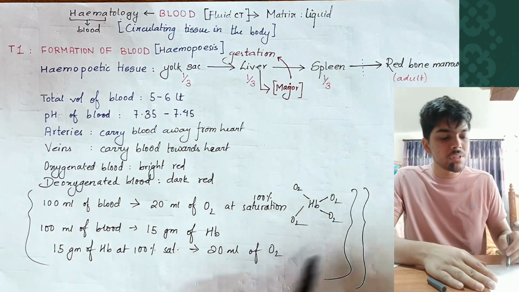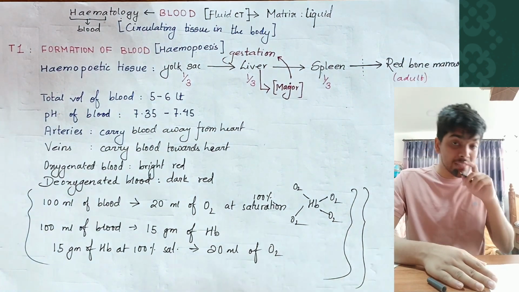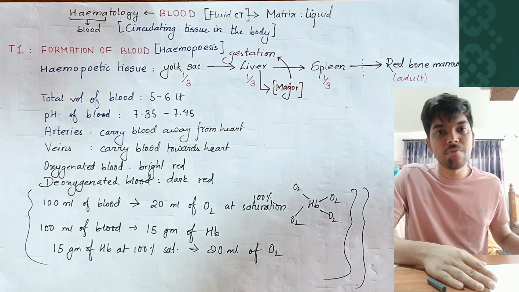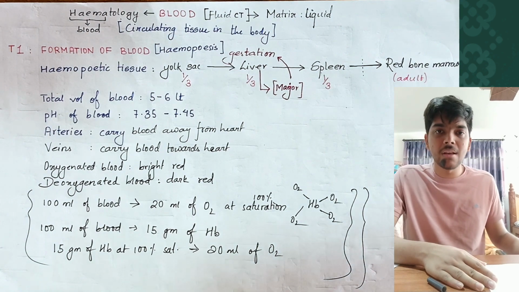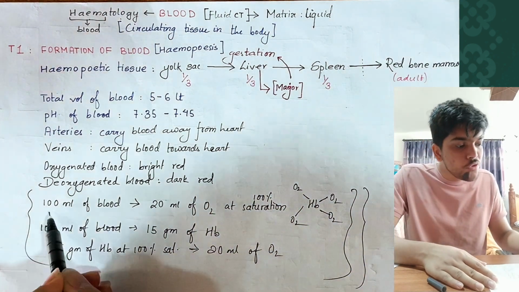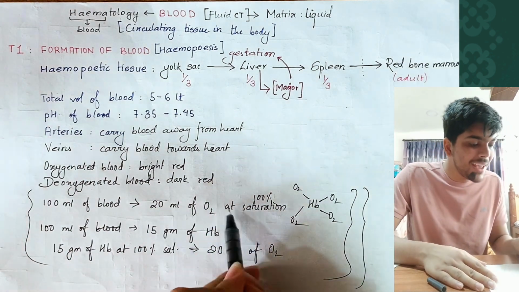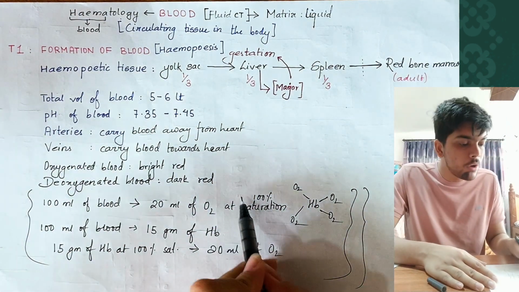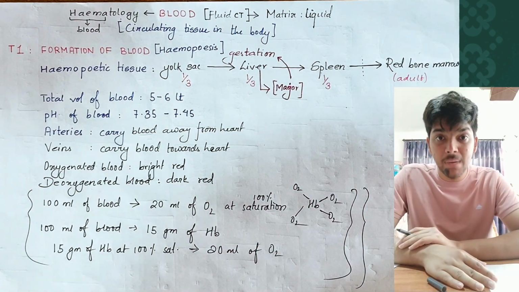Some more basic features of blood are mentioned below. These will again be repeated with proper explanation under the topic of respiratory system. But let's try to understand it right now itself. 100 ml of blood contains 20 ml of oxygen at 100% saturation. What does 100% saturation mean?